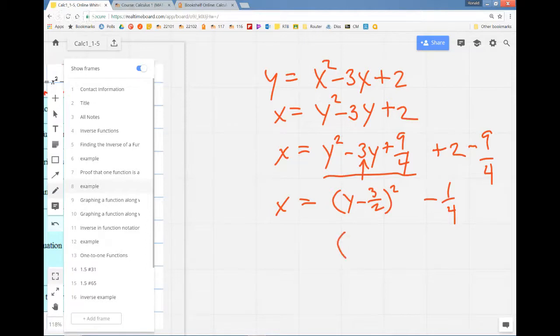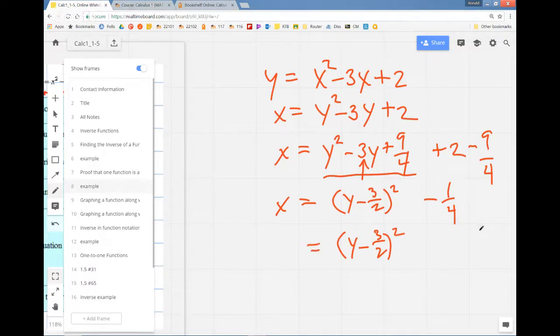And by the way, you can tell it's y minus 3/2 because it's either the square root of the 9/4 on the end, or it's half of the middle term. It's both.